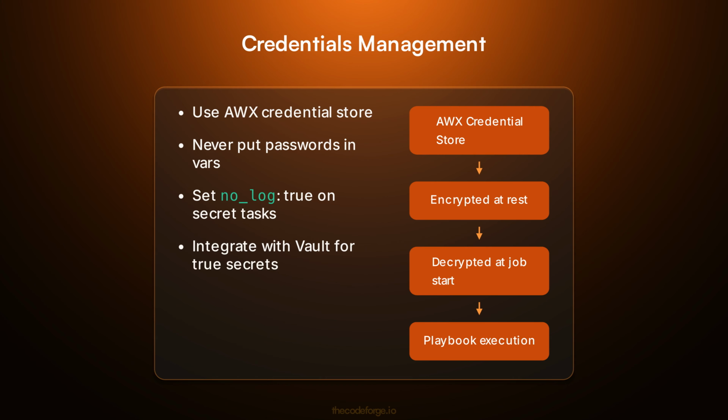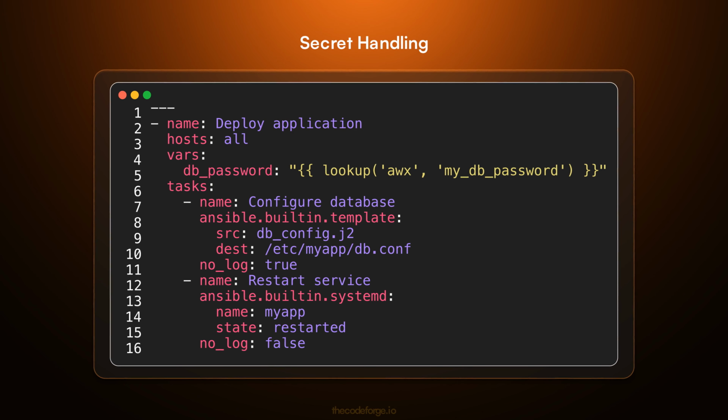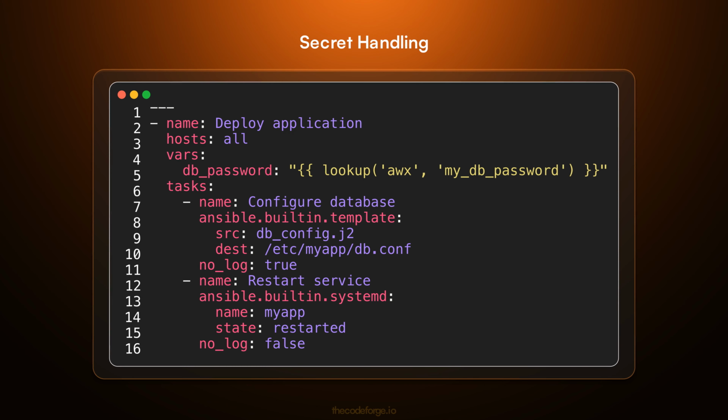For true secrets management, integrate with HashiCorp Vault. Use the AWX lookup plugin to fetch credentials. Set no_log: true on the task that uses the secret. The restart task can have no_log: false since it doesn't expose secrets.